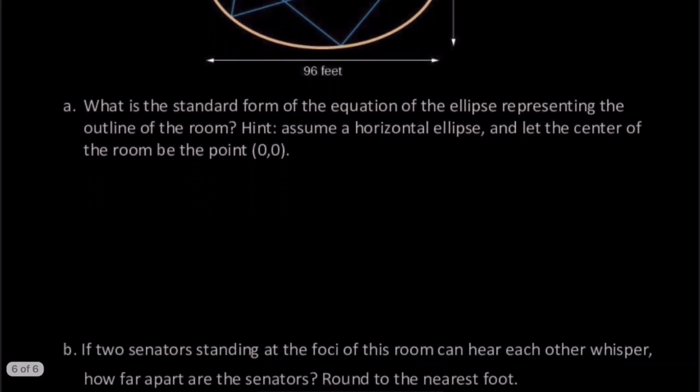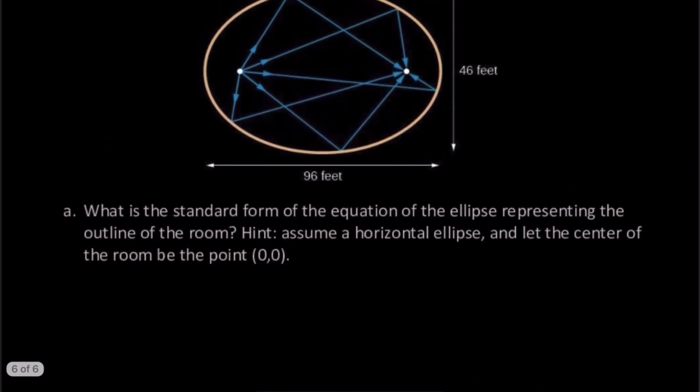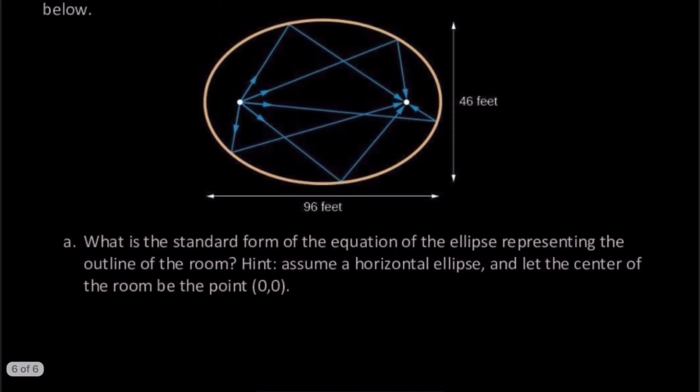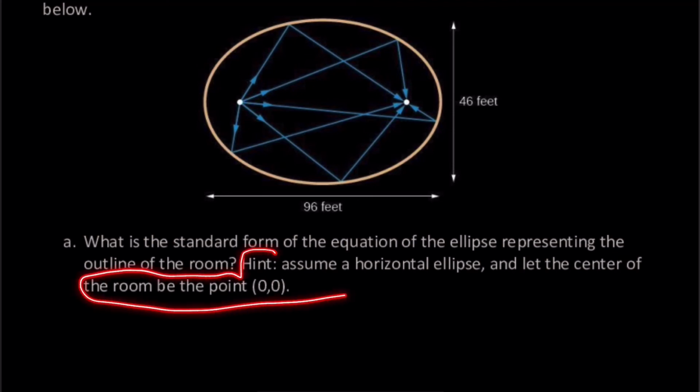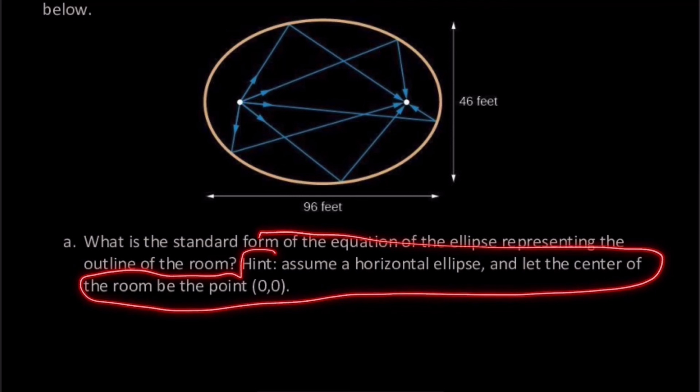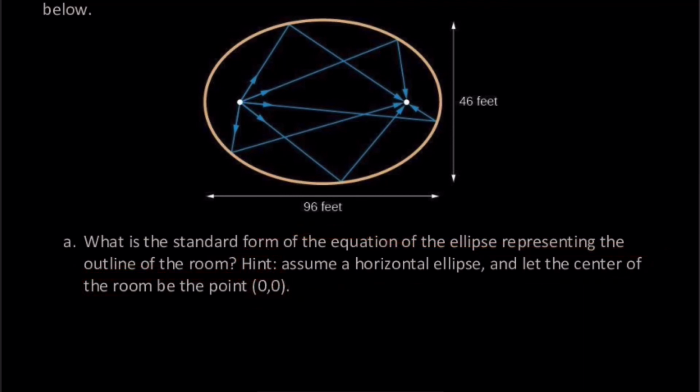So what we're going to do first here is we're going to use this application. We're going to come up with a standard equation that represents the outline of the room. And they give you some parameters. Assume it's a horizontal ellipse and let the center of the room be 0, 0. Obviously, you want to make this as easy as possible. So what I notice up here, the length is 96 feet. That represents the length of the major axis.